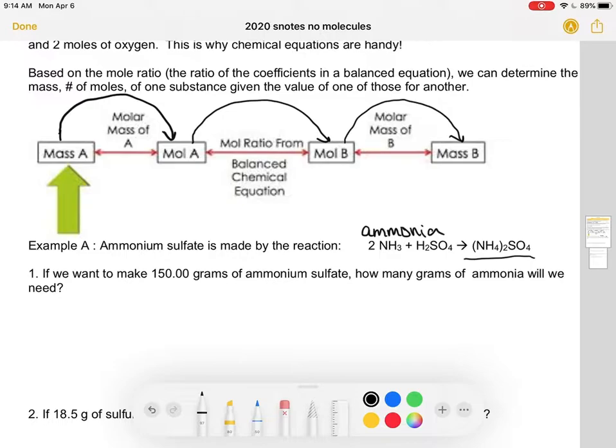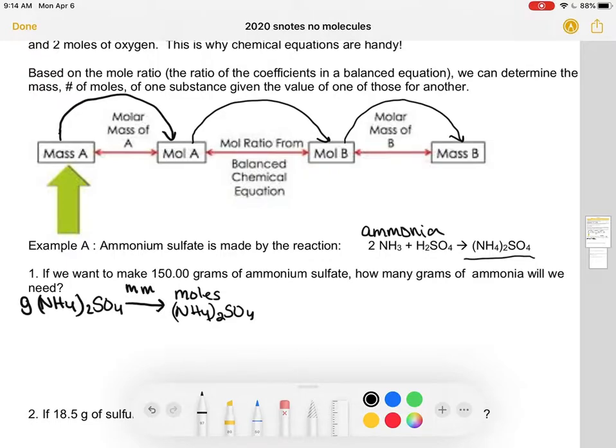So let's come up with a path. We can start with reactants, we can start with products, it doesn't really matter. So we're going to go from grams of ammonium sulfate, (NH4)2SO4, to the moles of (NH4)2SO4. And the way we're going to do that is using its molar mass, its MM.